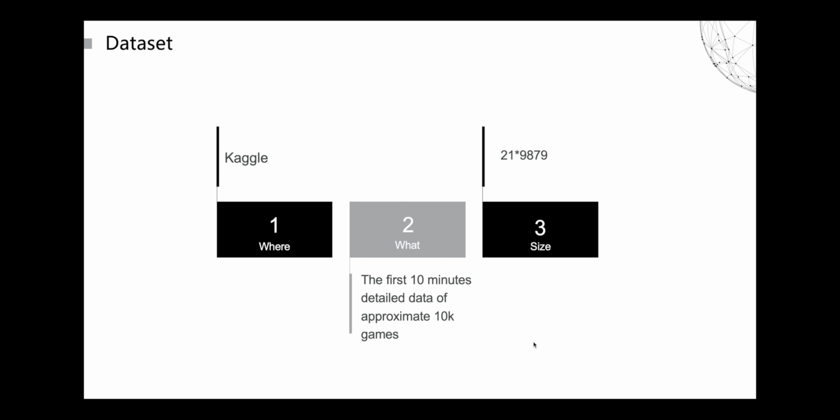The dataset I use is from Kaggle. This dataset contains detailed data of the first 10 minutes of approximately 10,000 ranked games from a high level, so players are roughly at the same skill level. There are a total of 21 columns and 9,879 rows in it, all about the blue team. I will explore them more in the later section.